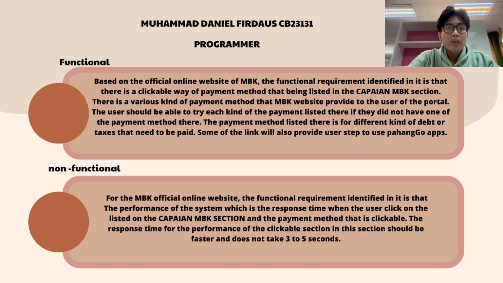The functional requirement for the system, as a programmer: the first functional requirement is features and capabilities, which specify the features and capabilities the system must provide. It has a clickable button where the user can click, or there's also a clickable word, which will bring the user to another page about the payment.